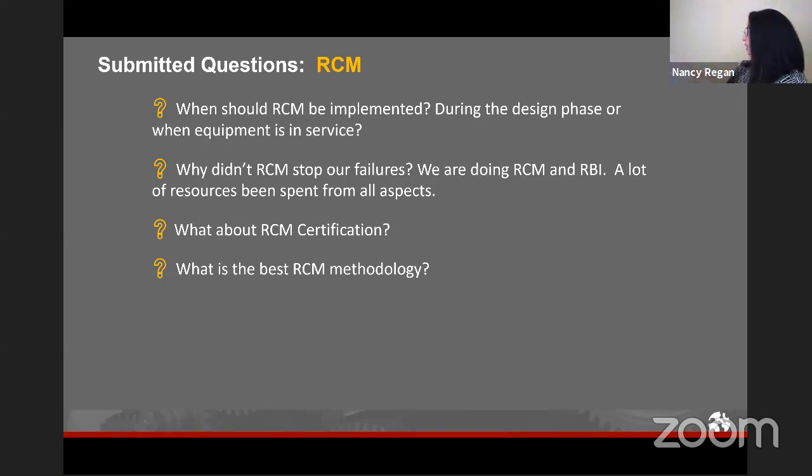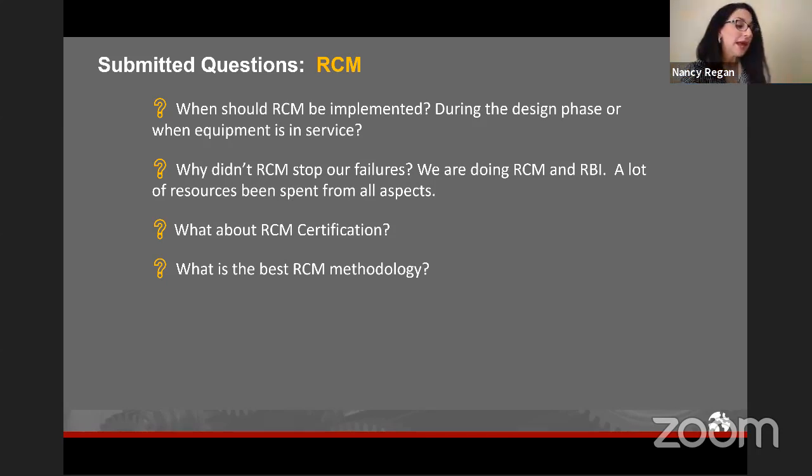And it's everything that we talked about today. It's the 7 questions, and to do them the right way: functions, functional failures, failure modes, failure effects, failure consequences, proactive maintenance, and intervals. Now, they also have a document called SAE JA1012, which is longer. It goes into much more detail about the RCM process.